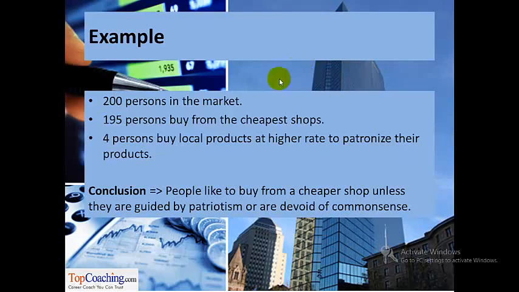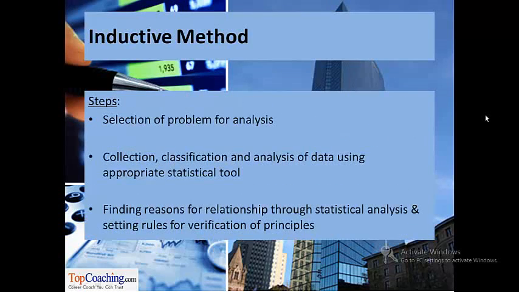We observe that there are 200 persons in an economic market. We find that nearly 195 people buy from the cheapest shops. Out of the 5 remaining, 4 persons buy local products even at a higher rate just to patronize their own products, while the 5th one is a fool. So from this observation, we can easily draw conclusions that people like to buy from a cheaper shop unless they are guided by patriotism or they are devoid of common sense.